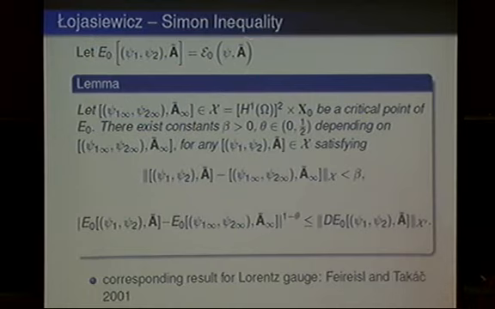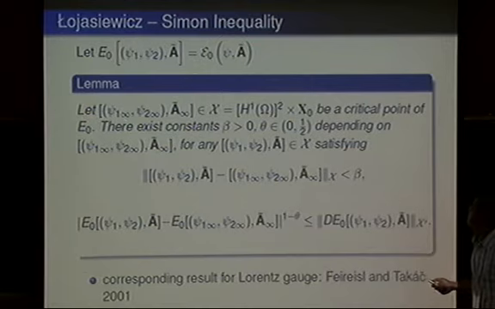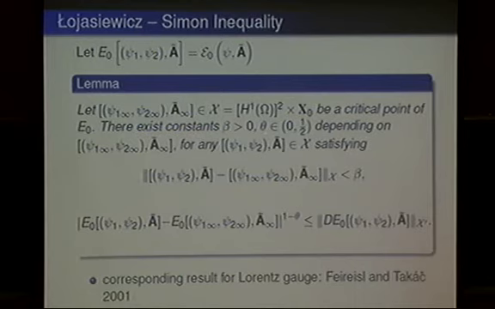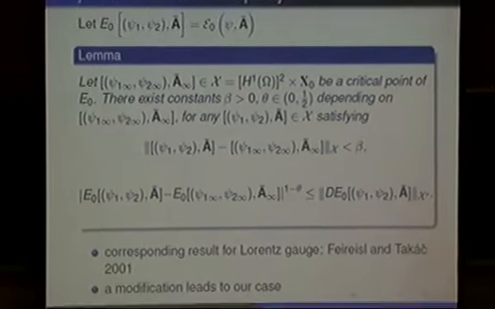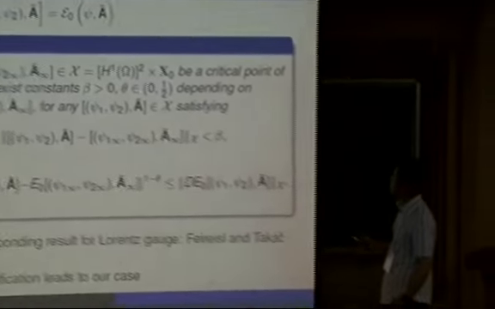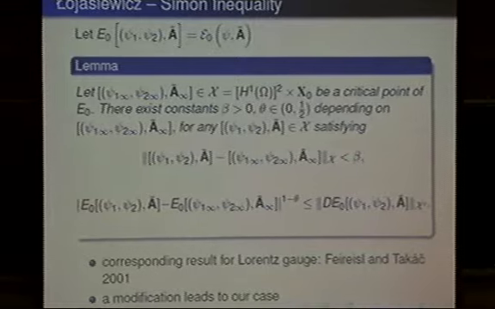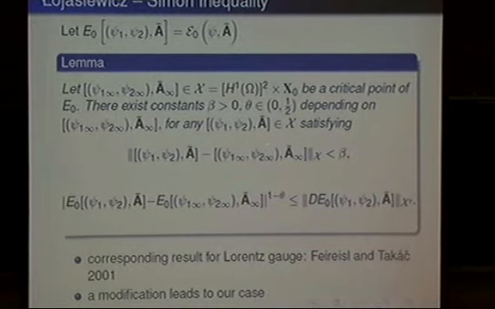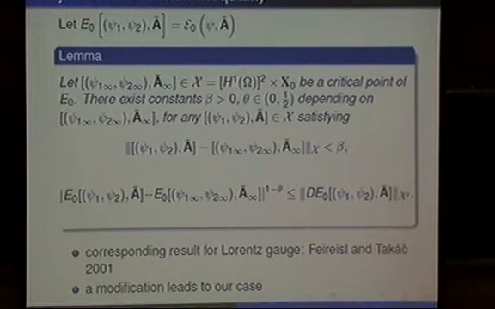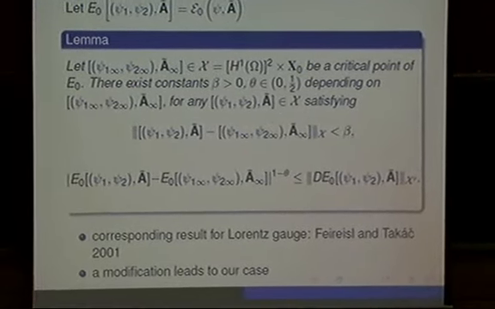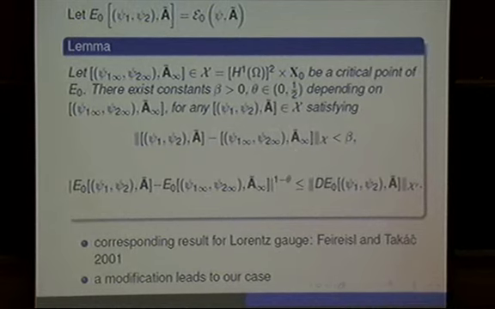We write the functional E naught in the real form. And the lemma tells us that for any critical point of E naught, there exist constants beta larger than 0 and theta between 0 and 1/2. These two constants depend only on the critical point itself. And for any function belonging to the space X, if this point is sufficiently close to the critical point, then we have the following inequality.